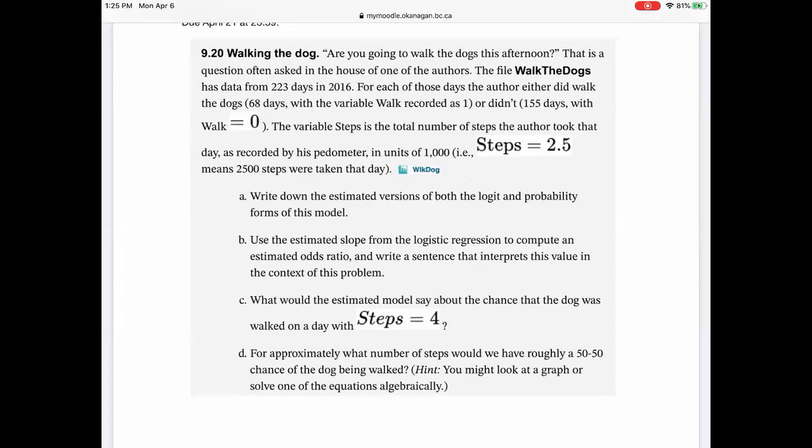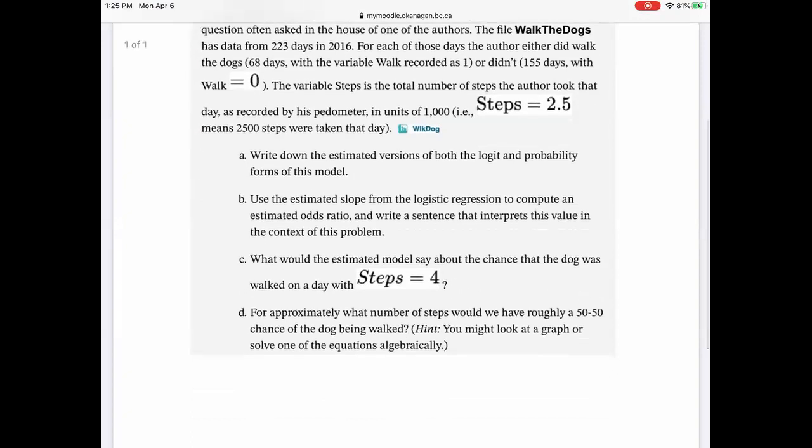We just went through and did that, right? It does require that you have the slope and the intercept from the linear regression, right? And so make sure that you get those, and then you'll be able to morph between the logit and the probability form. Then part B, use the estimated slope from the logistic regression, right? So here we've got the fitted slope to compute an estimated odds ratio and write a sentence that interprets this value in the context of this problem. That's what we just did, right?